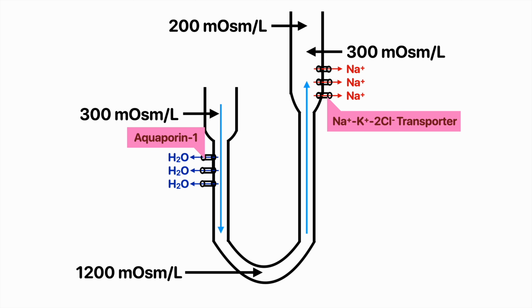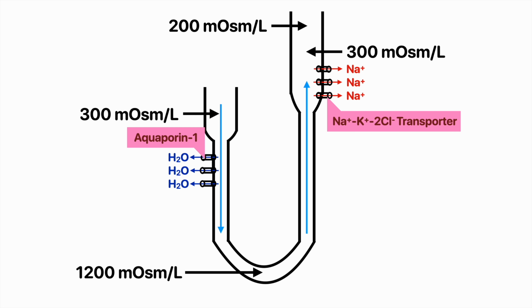When sodium ions come to the interstitium from the ascending limb, the osmolarity of the interstitium also increases. Now, more and more water is drawn from the descending limb and the fluid in the descending limb becomes more hypertonic. When this hypertonic fluid comes to the ascending limb, more sodium ions are extracted from it.